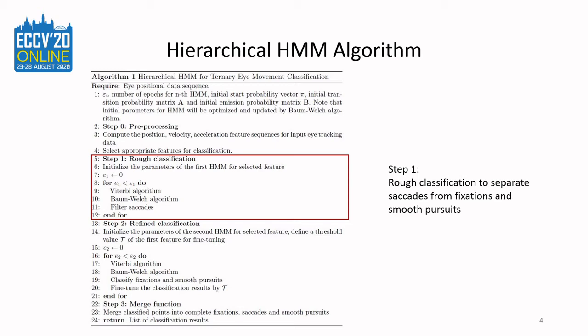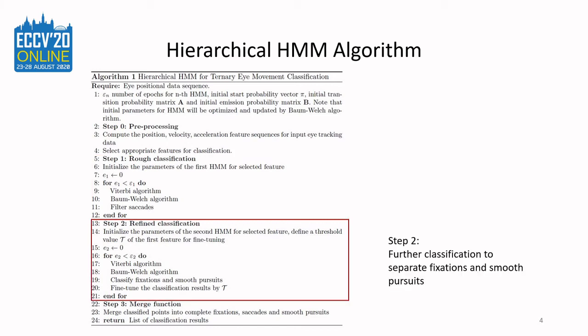After selecting appropriate features, we then perform the first stage rough classification on the eye tracking data to separate saccades from the fixations and smooth pursuits using the hidden Markov model. We refer to the first stage as rough classification because the classification results will be fine-tuned in later steps. The second stage classification adopts a different feature to separate fixations and smooth pursuits by another hidden Markov model, using the first feature as a fine-tuning criterion at the same time.